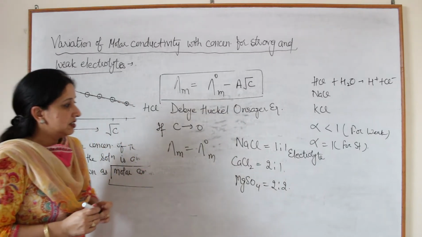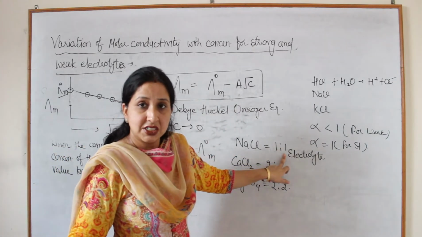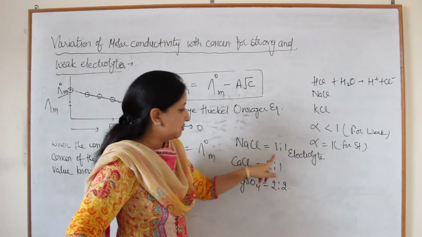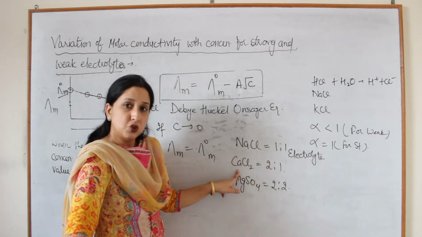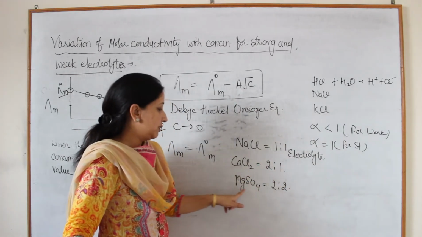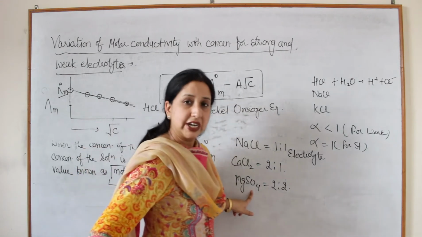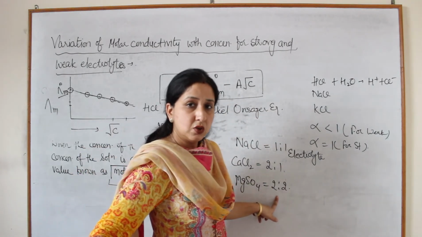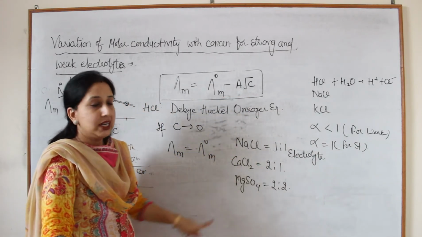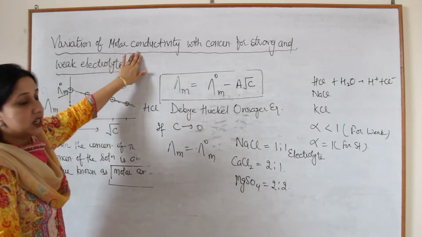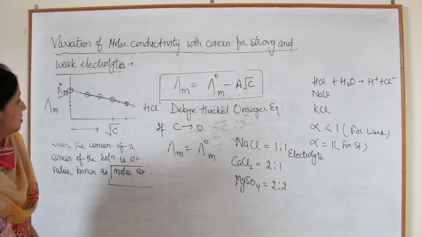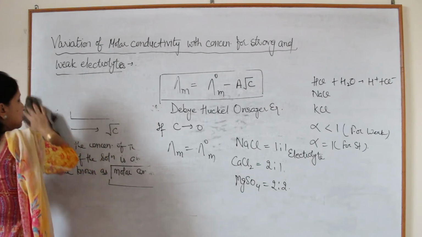So what does it mean? These ratios mean charges on cation and anion. We know sodium has 1 positive, chlorine has 1 negative, so 1:1. Calcium has 2 positive, but chlorine has 1 negative, so 2:1. Magnesium sulfate, magnesium has 2 positive and sulfate has 2 negative, so this is known as 2:2 electrolyte. So the value of A depends upon the nature of the electrolyte. So this is the variation of molar conductivity with concentration for strong electrolytes. Next is the variation of conductivity for weak electrolytes.